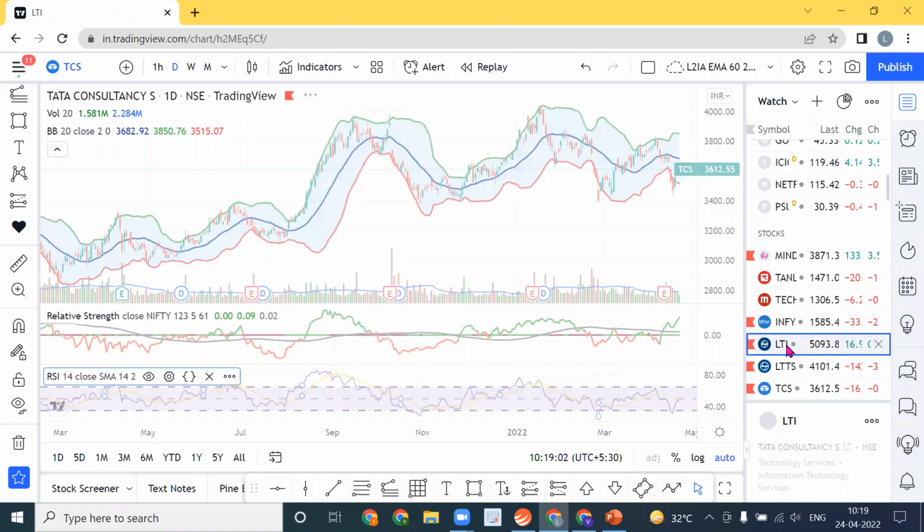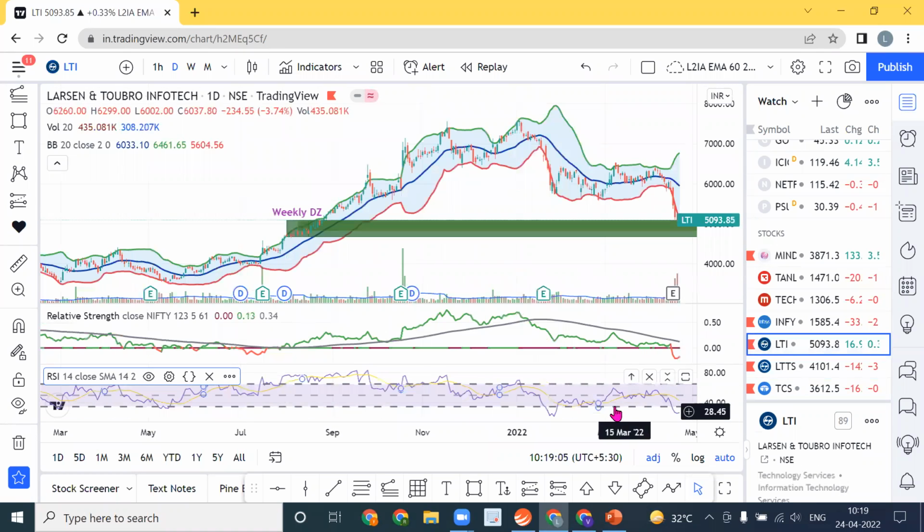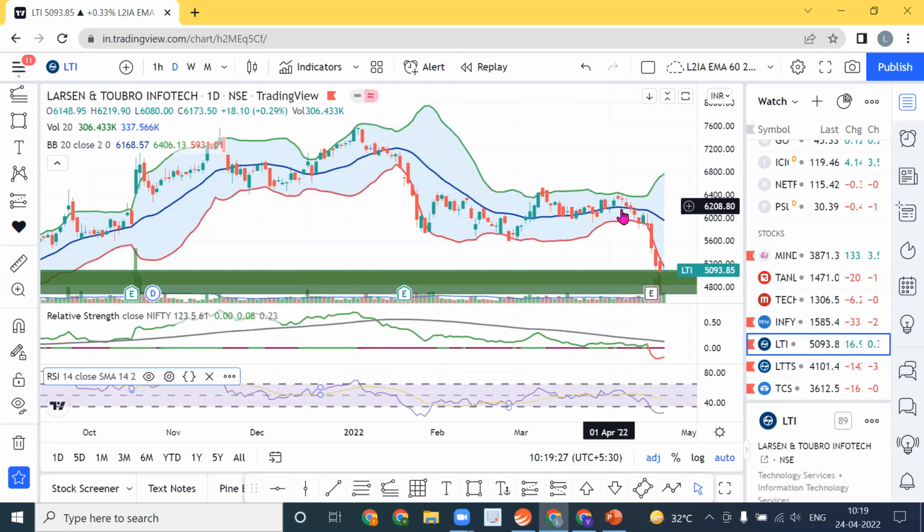Let us see LTI. See here, it went up, it was very bullish, then came down, went below 35, and is still down. So what has happened? It has come into the oversold region. If it goes a little lower, there is a demand zone visible here, and after touching this demand zone it will move up. You can see on the Bollinger Band also, it is just traversing the lower band. RS is red. Red means it is negative. We are talking of LTI.